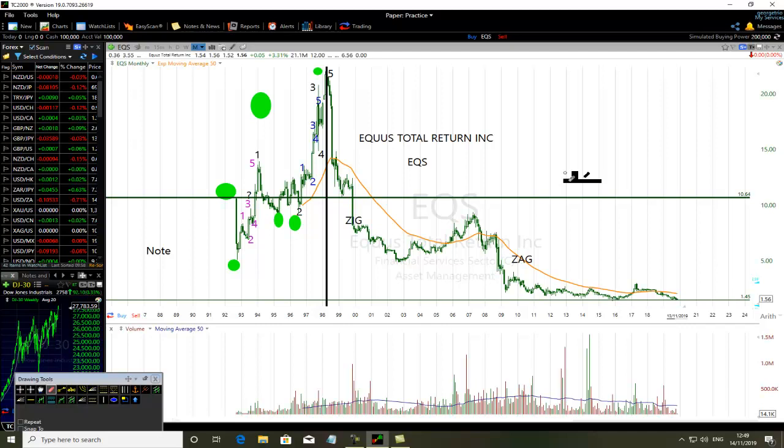The financial instrument that we are analyzing today is a bit of a difficult name. I call it Ekusou Total Return Incorporated, EPIC, EQS.